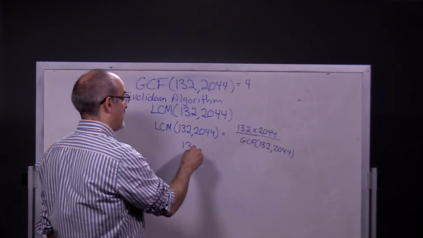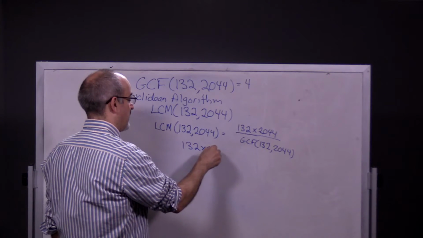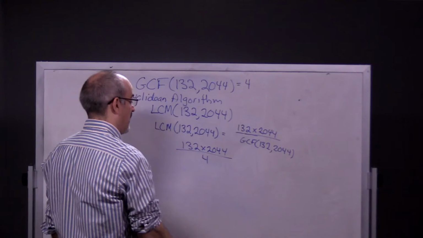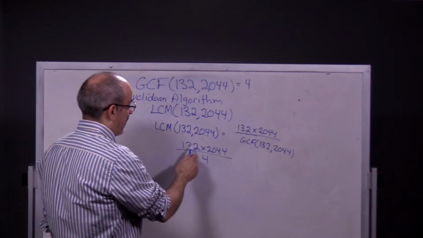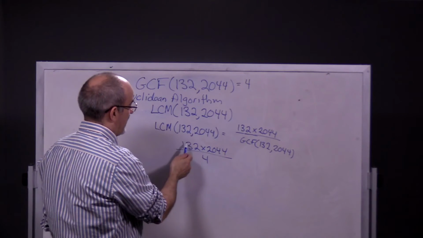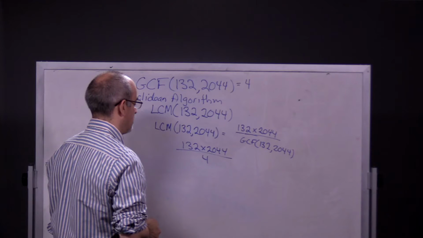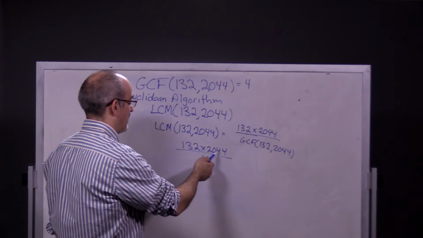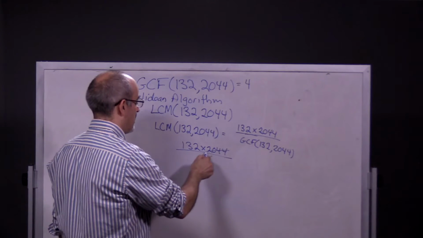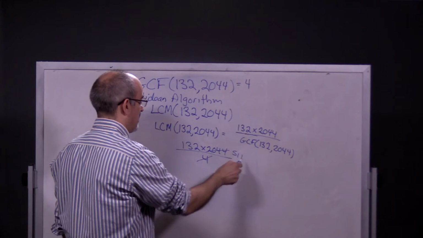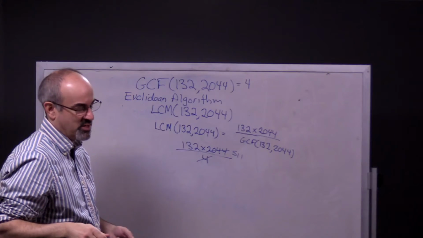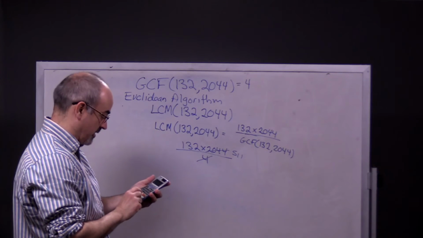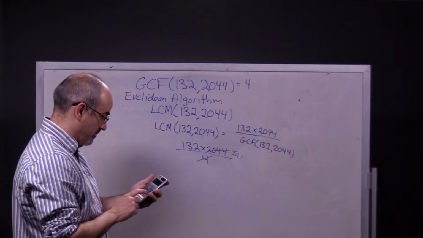So we have 132 times 2044. I don't know what that is right off the top of my head. But I do know the GCF is 4. So before you multiply these numbers together, you could divide by 4 first. Maybe I'll do that. This would be 511, canceling out. I hope I did that right. I'm going to check anyway. Remember, that's what the calculator is for, right? Just checking. Oh, it is 511.